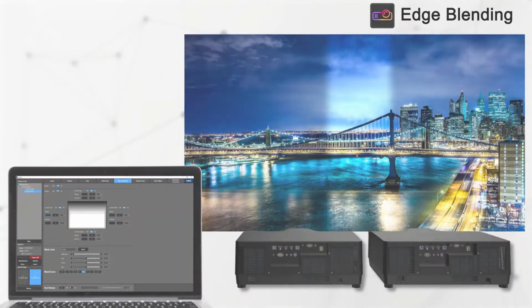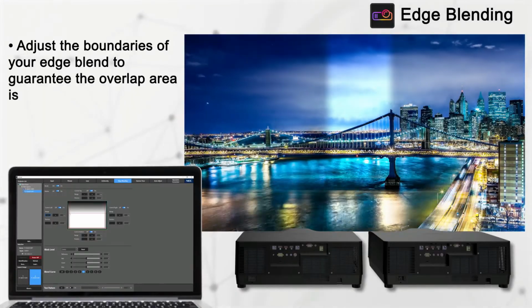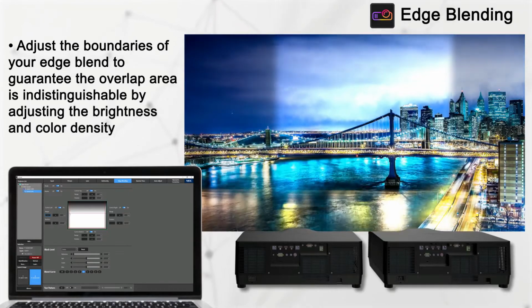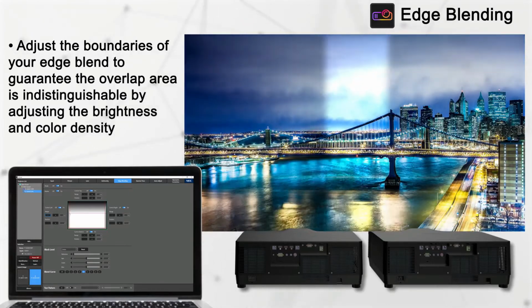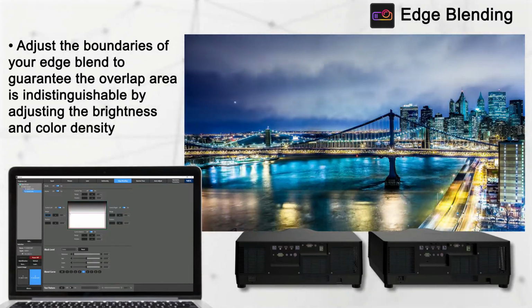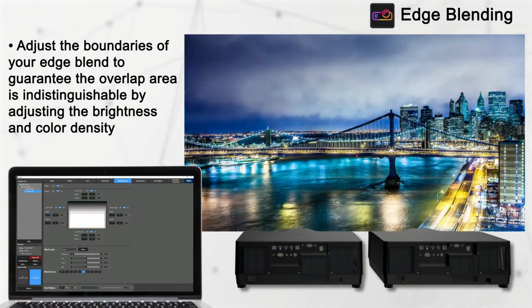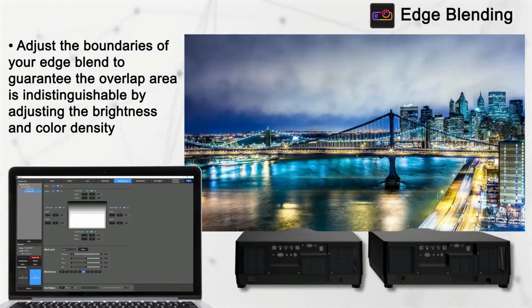Using 2 or more projectors, you can edge blend to create a larger and brighter image. Adjusting the boundaries of each projector with ProAssist allows you to make sure the overlap area is indistinguishable, with adjustments to brightness and color density.